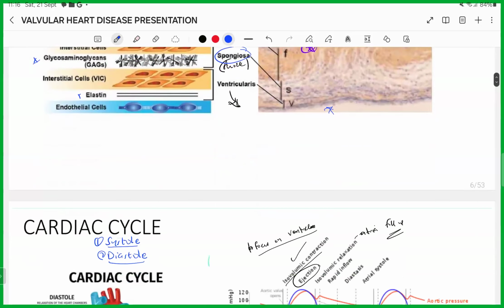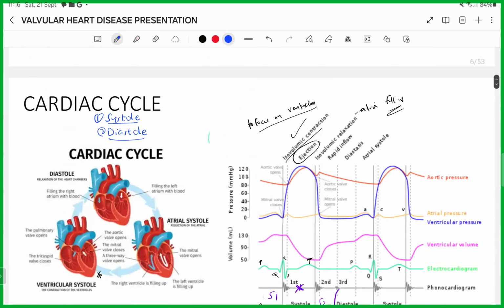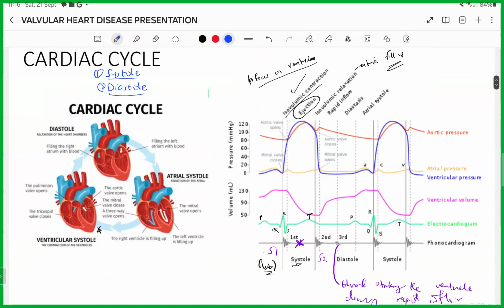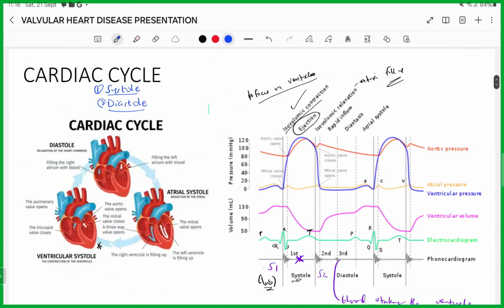And then quickly going through the physiology. The physiology is simply a review of the cardiac cycle. And the cardiac cycle is made up of two main phases, which are systole and diastole. Systole is a phase of contraction. Diastole is relaxation, simply put. So you know how blood moves through the heart.